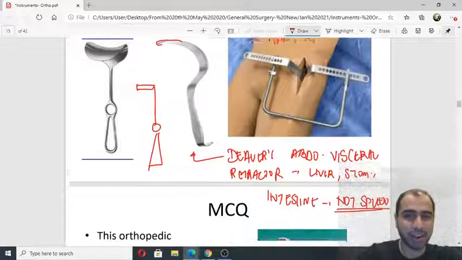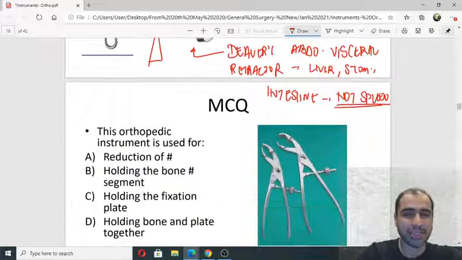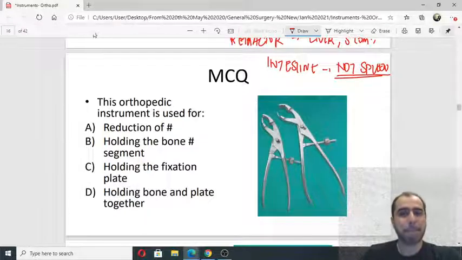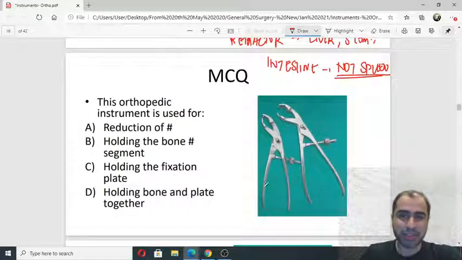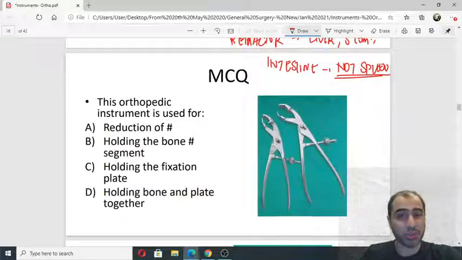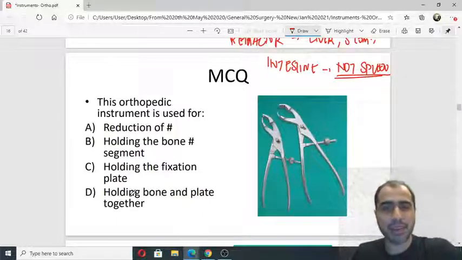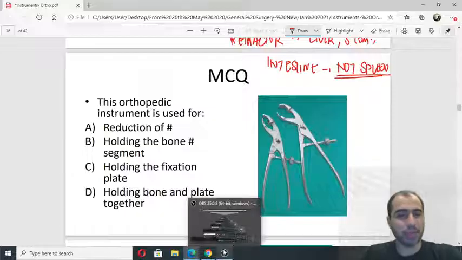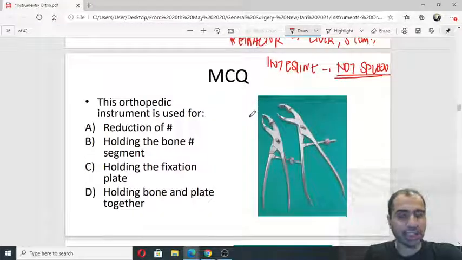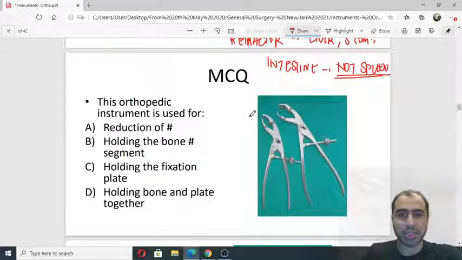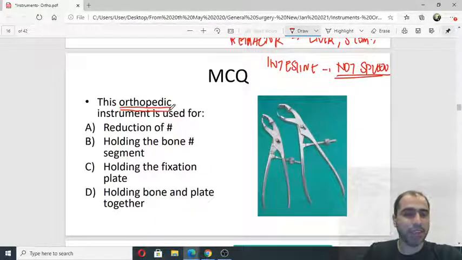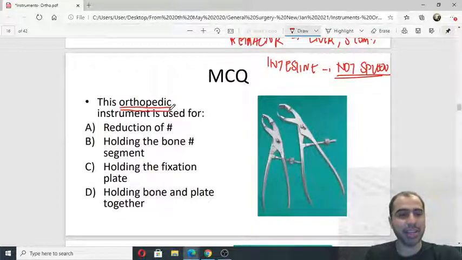Now life will get harder because now we'll go to core orthopedics. I have not asked you the name of the instrument. I have asked you what is this instrument used for. I will try to make your life easy as is possible. What is this instrument used for? It is orthopedic, I have told you. From now on all the questions are orthopedic. So now you can brace yourself. If you don't know anything, please wait till the end. If you know anything, see how much you really know.